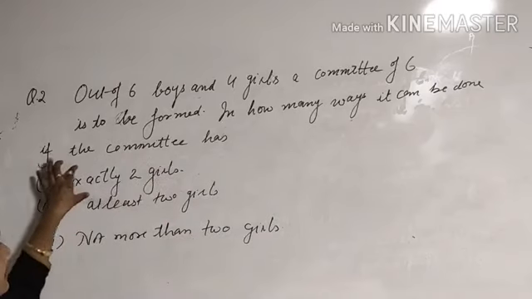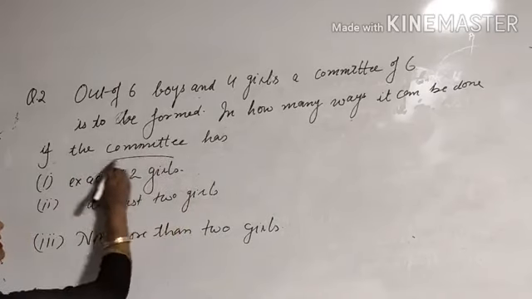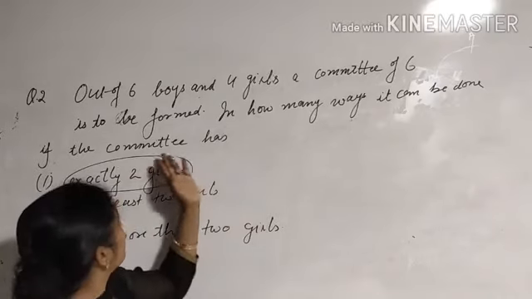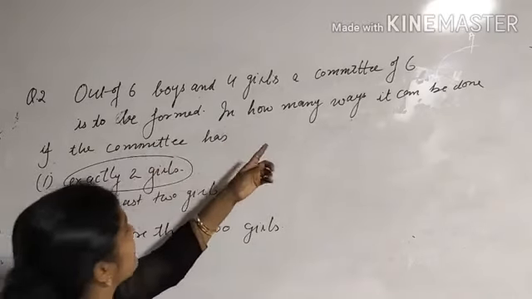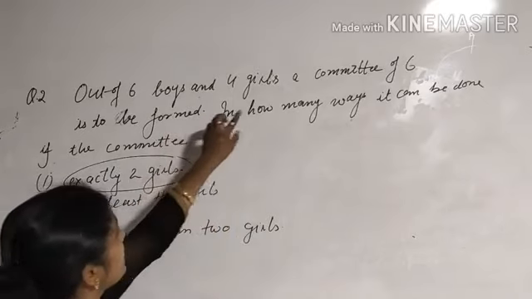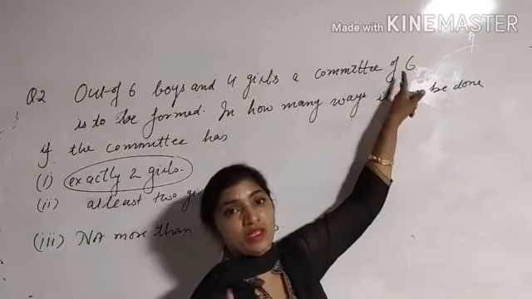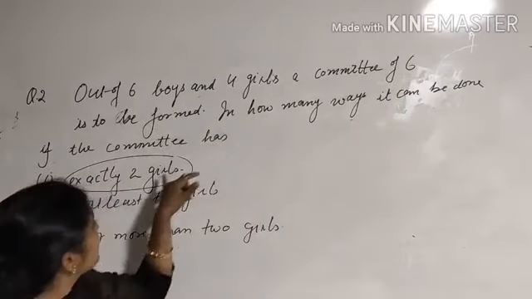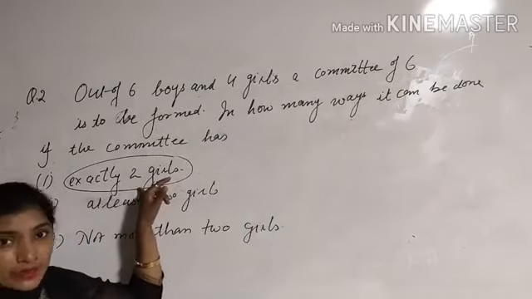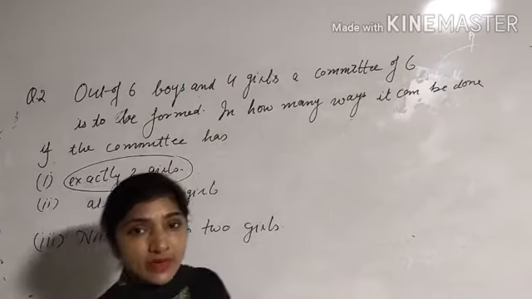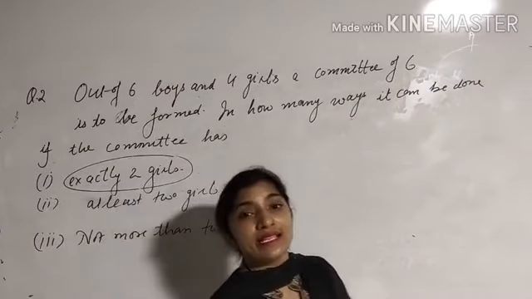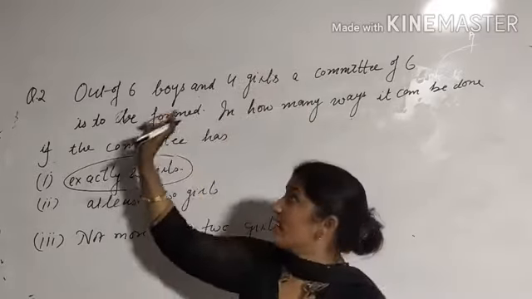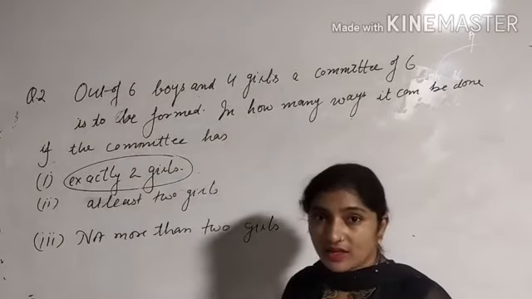In the first case, the committee has exactly 2 girls, but how many persons does the committee have? It has 6. The committee is to be made from 6 candidates, and out of these 6 only 2 are girls. Okay, so that means 4 must be boys. So we have to select 2 girls out of these 4 girls and 4 boys out of these 6 boys.